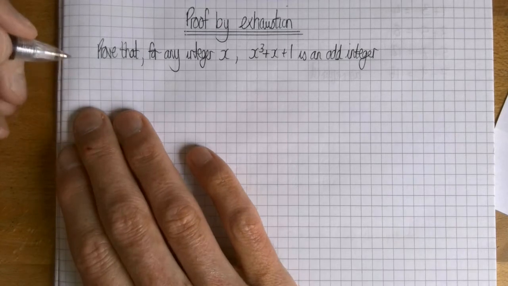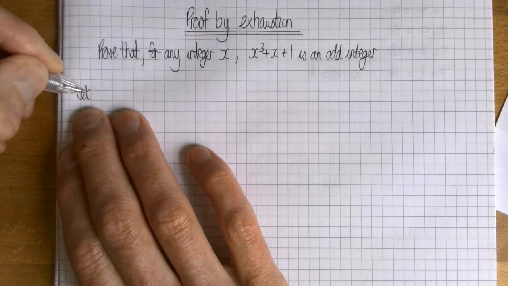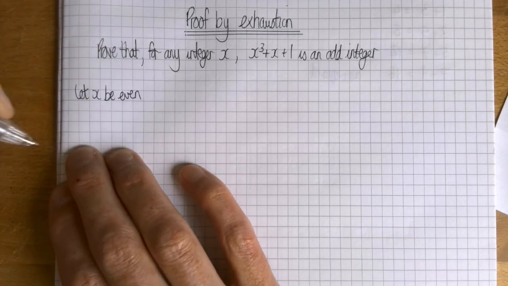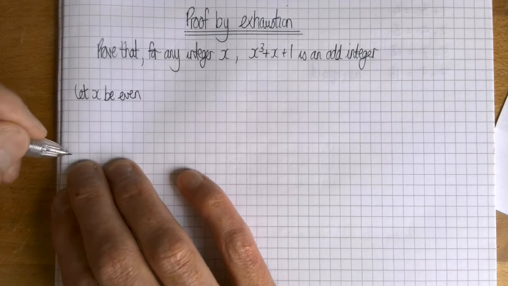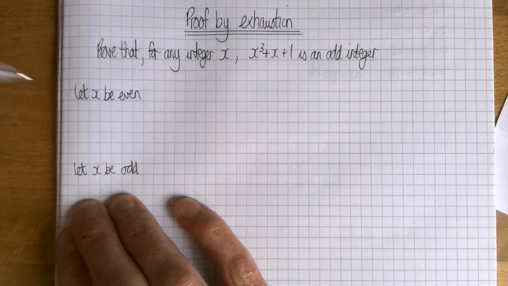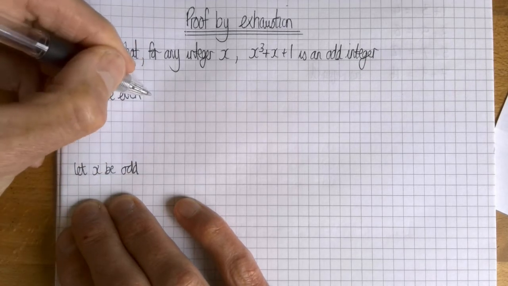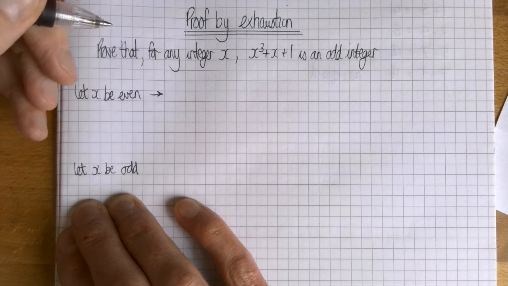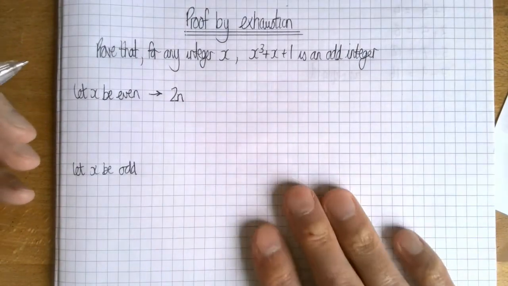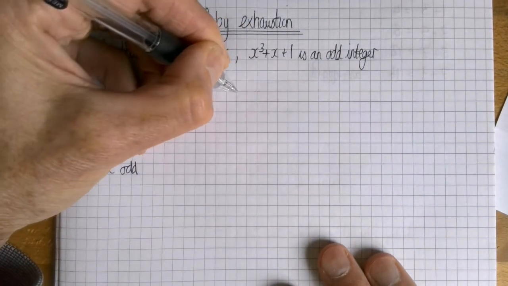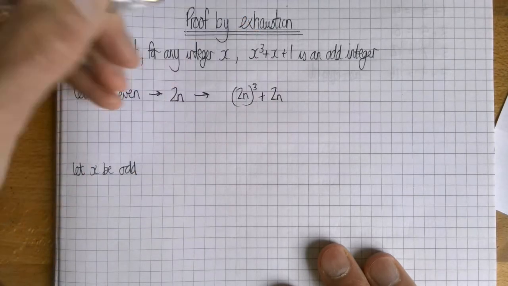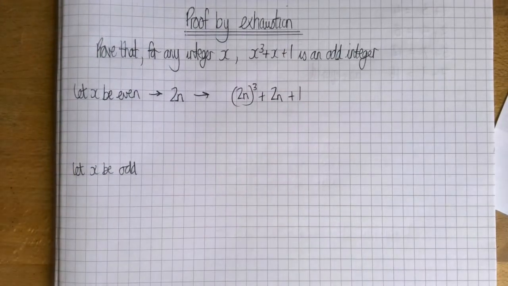So what I'm going to do now is, rather than trying specific numbers, I'm going to say, right, okay, let x be even. I'm going to try it that way. And then I'm going to try let x be odd. Okay? So in this one, an even number is 2n. So I'm going to substitute 2n into there. So I'm going to get, right, 2n cubed plus 2n plus 1. So I've replaced x with 2n.